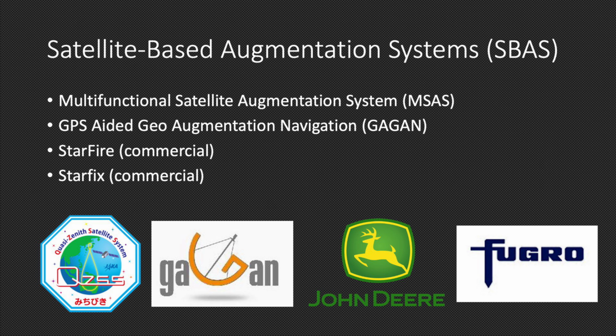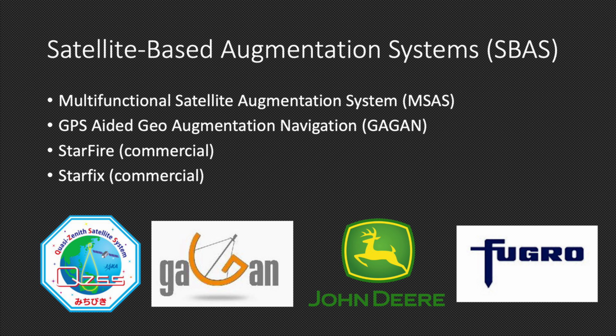To overcome the issues I just mentioned, there are several other techniques, and these are the augmentation systems I mentioned earlier. So there's satellite-based augmentation systems, or SBAS, that essentially send out a secondary signal that can be used to more precisely define your location. While traditional GPS is accurate to about 20 meters, these types of systems can bring that accuracy to about 2 meters or even less.